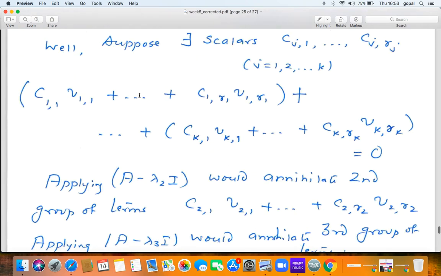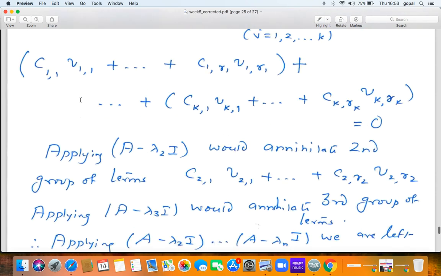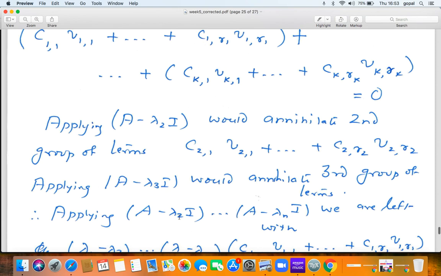But remember, if v is an eigenvector with eigenvalue lambda and I apply A minus mu to v, I will get Av minus mu v. But v has eigenvalue lambda, so you're going to get lambda minus mu times v. So use that simple idea. When I apply all these, A minus lambda 2, A minus lambda 3, A minus lambda k, this n should be k here. Let me highlight it. This n should be k. I will make the correction.